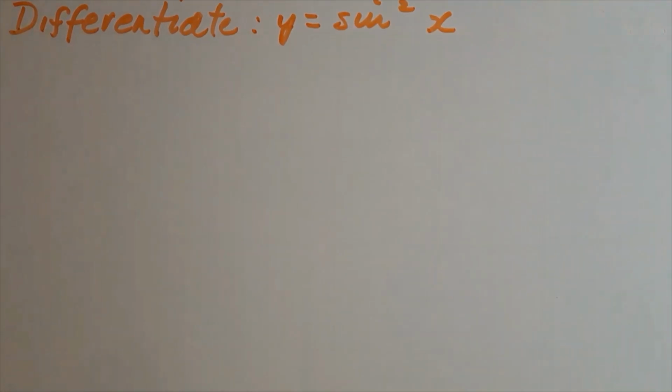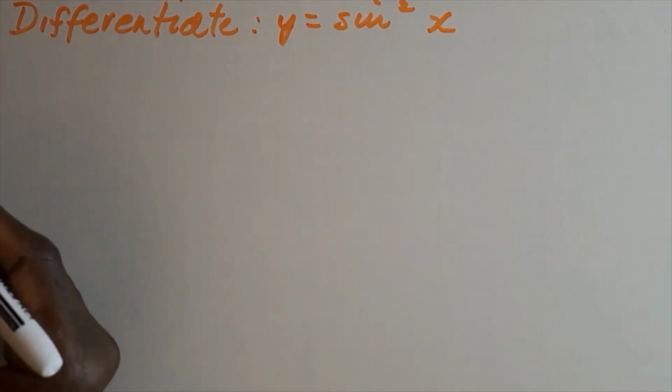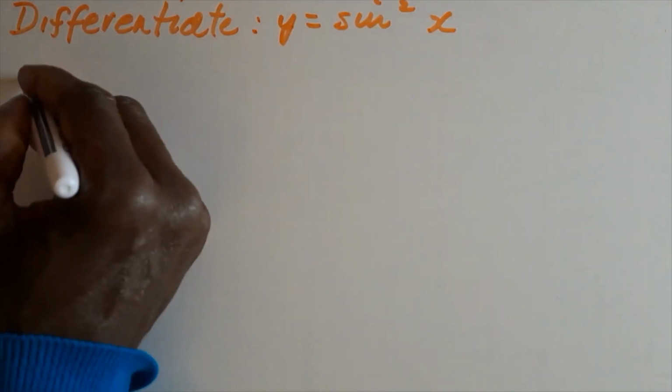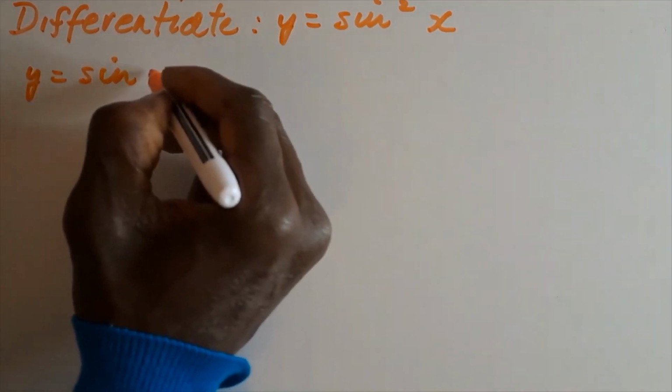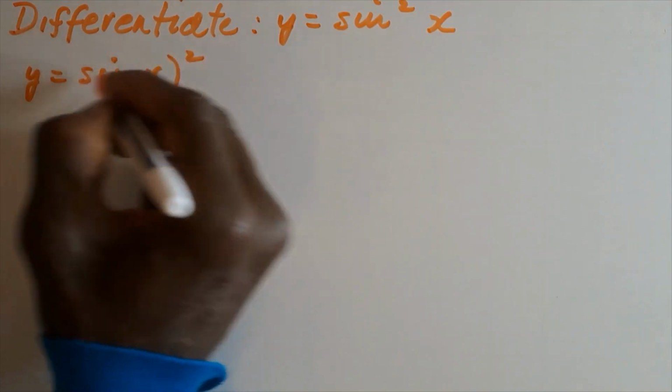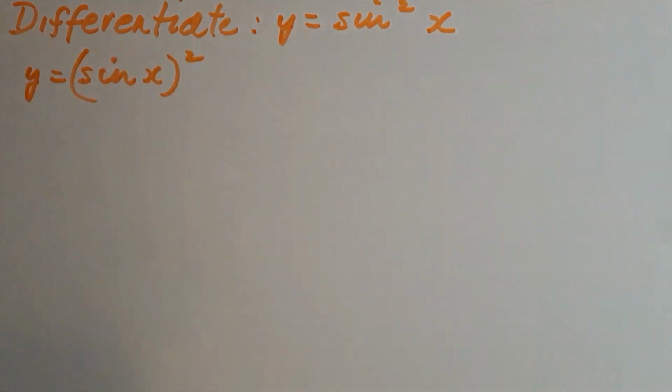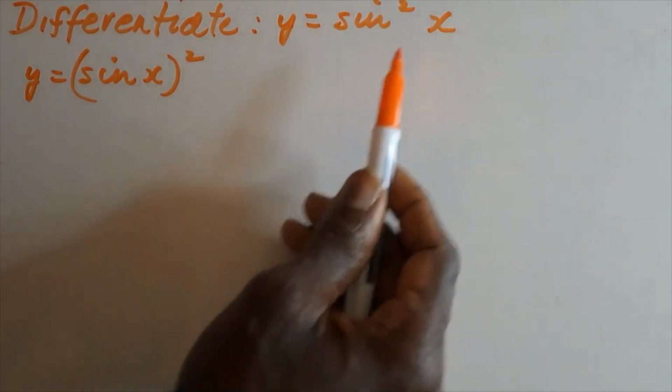Hi, how do we differentiate this trig function, which is a function of a function? So we can rewrite that as y is equal to sine x, all squared. It's the same, but it's just conventional and standard to write it in this format.